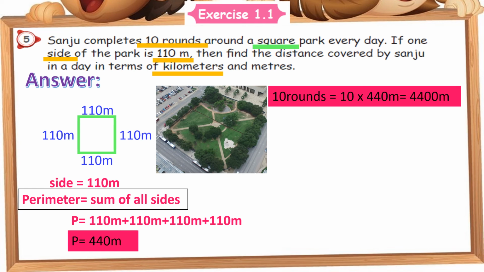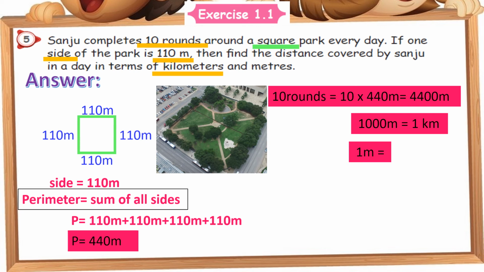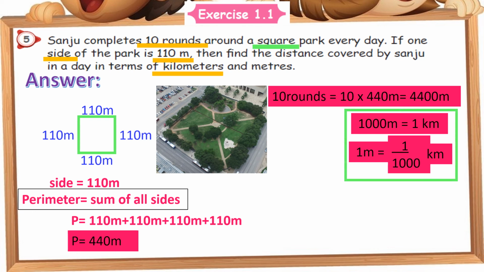So just to use our formula, this we know, isn't it? So 1000 meter equal to 1 kilometer. Then 1 meter equal to what? 1 by 1000 kilometer. That's it. Just change it. So 1 meter equal to 1 by 1000 kilometer. You have to mark it in a box also, very important.